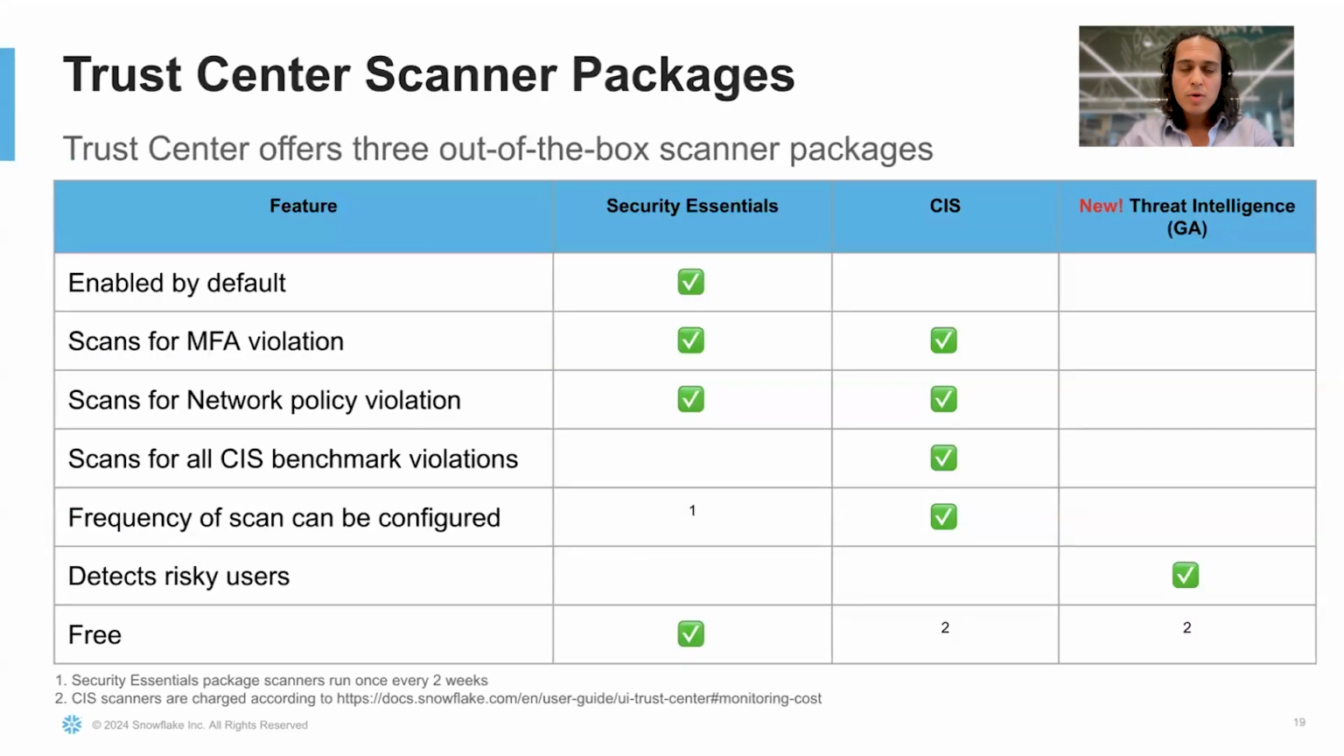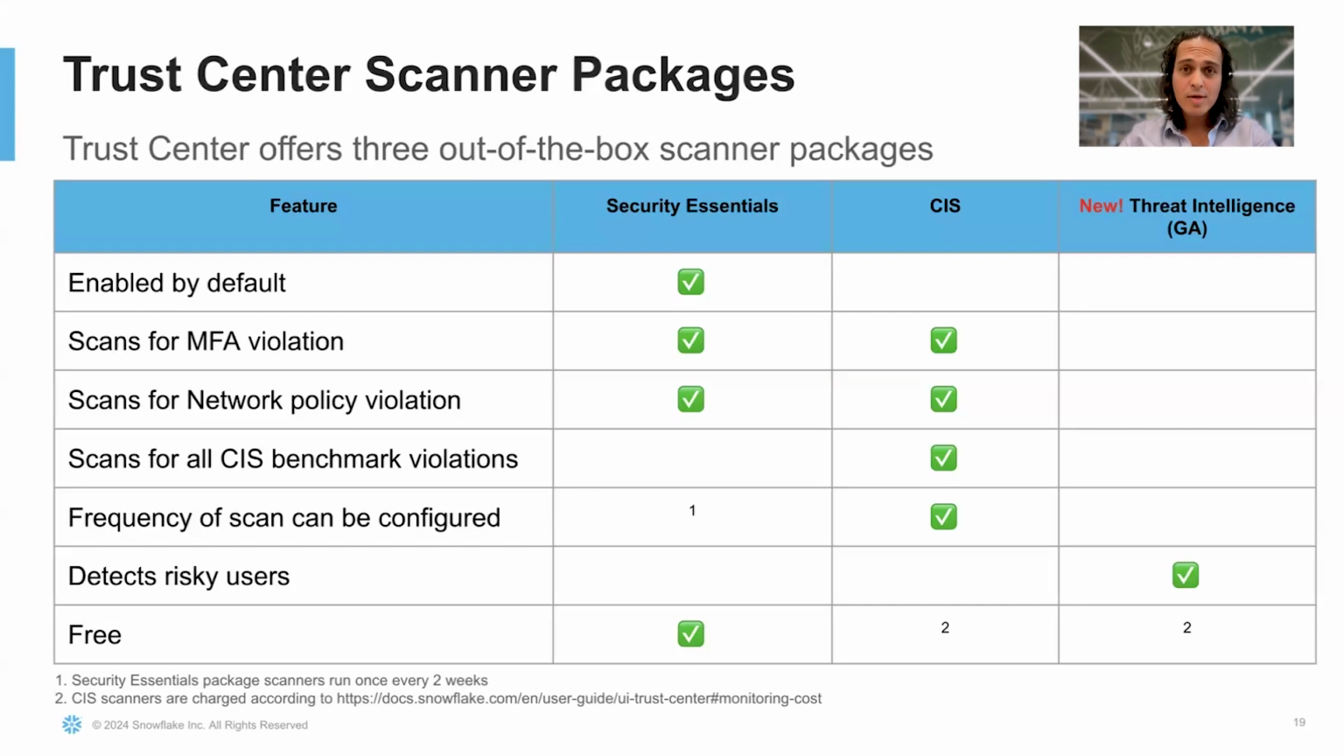This product was shipped to GA with two built-in scanner packages. One was Security Essentials that is on by default and is free of charge and helps admins discover any multi-factor authentication violation or network policies. We also included a paid package called the CIS Scanner Package, which allows admins to check for any CIS violations in their accounts. These CIS benchmarks were based on the CIS recommendation that we published about a year ago.